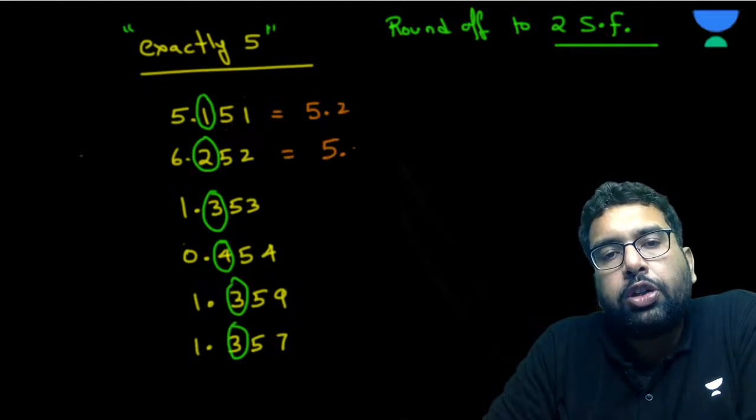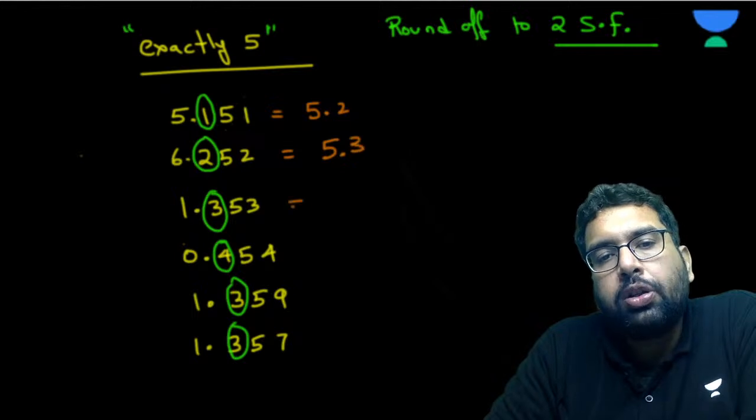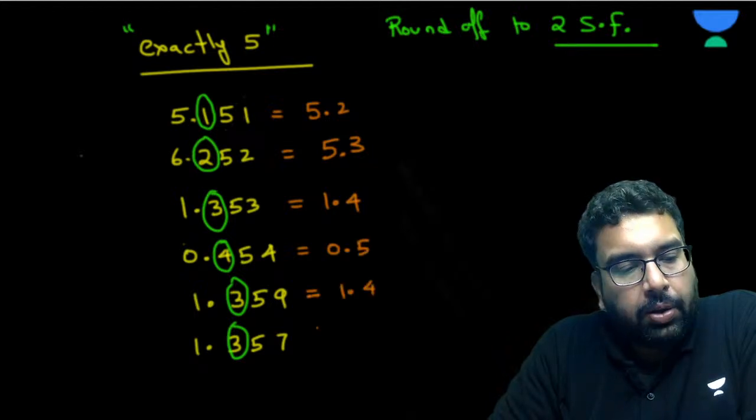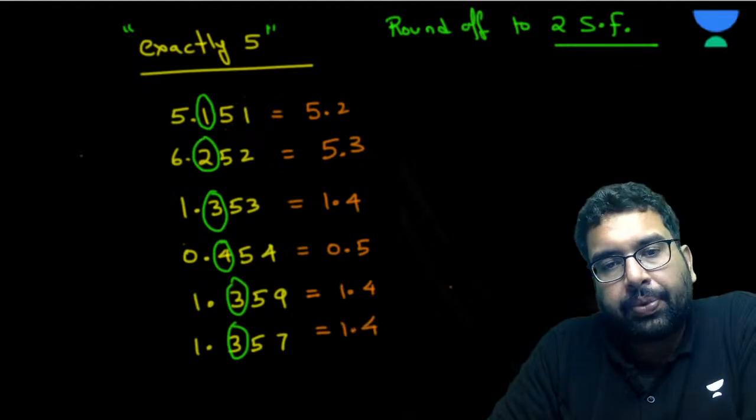If it is non-zero, see, very simple, if it is non-zero, you can increase that digit that you're supposed to or you want to round out. Are you getting my point, beta? So it will become like this, right?